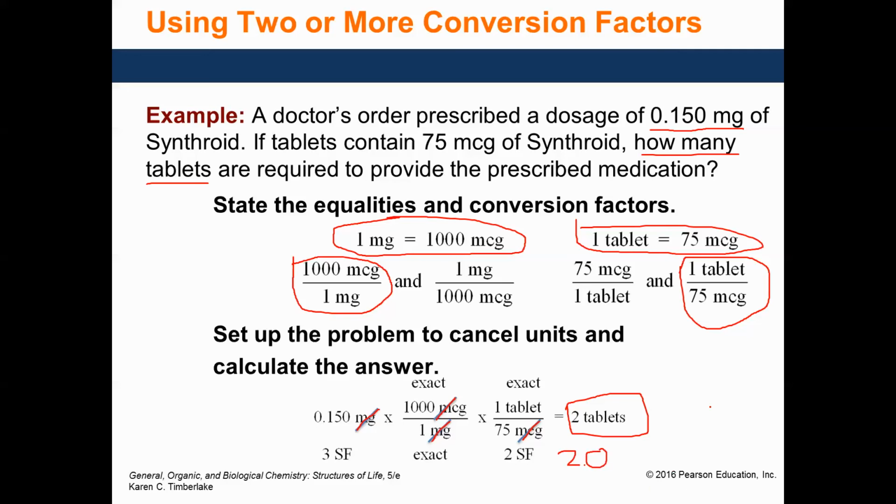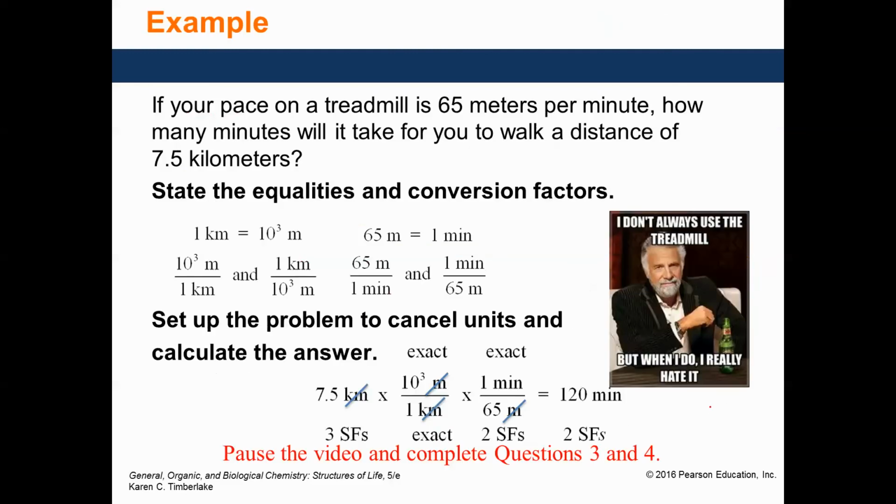So moving on and taking a look at another example where we have to use multiple conversion factors. If your pace on a treadmill is 65 meters per minute, so there's our pace, that's an important piece of information. How many minutes will it take you to walk a distance of 0.75 kilometers? And so we want to figure out minutes. So how many minutes is what we're looking for, and we're starting with our 7.5 kilometers.